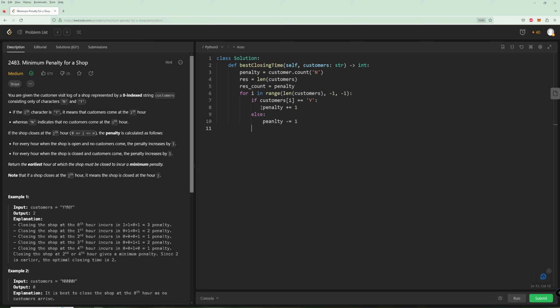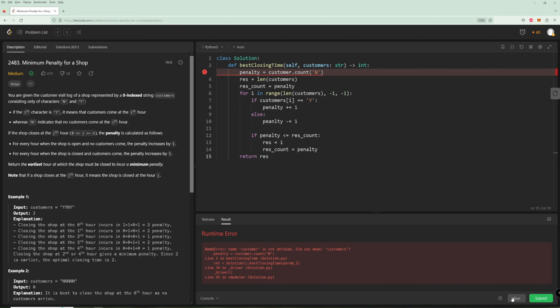And now for the result, it's pretty straightforward. All we have to do is say if penalty is less than result count, whatever that variable is, less than or equal to, right? Because we're trying to minimize the index of the result. So on a tie, we would just want to take the smaller index. And since we're going right to left, it's always going to be the smaller index. We can just say result equals i and result count equals penalty. And finally, we can return the result, which should be our index.